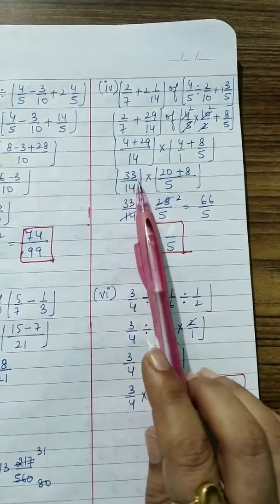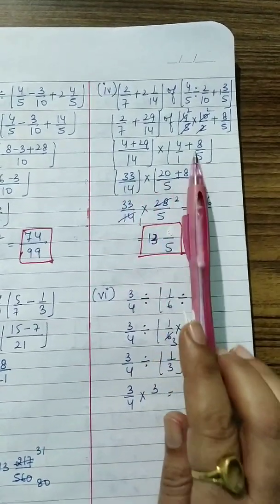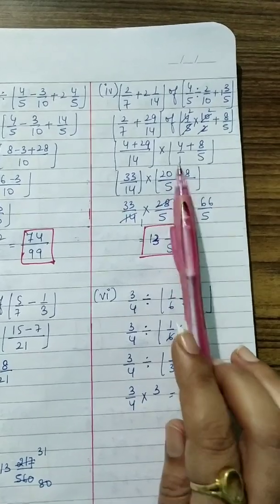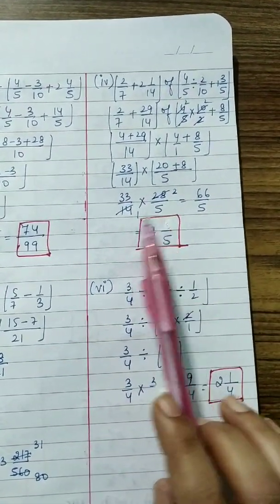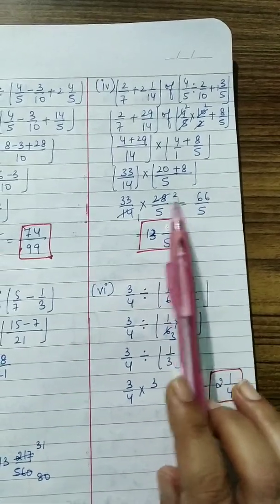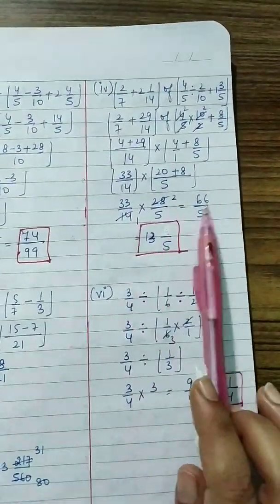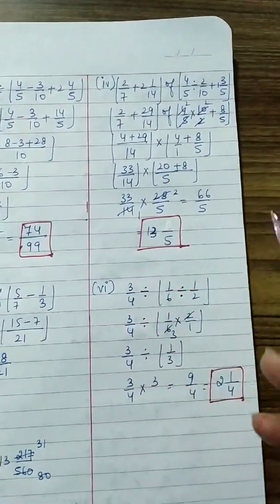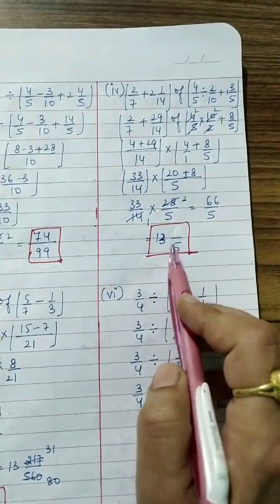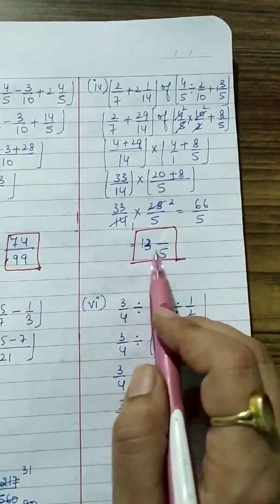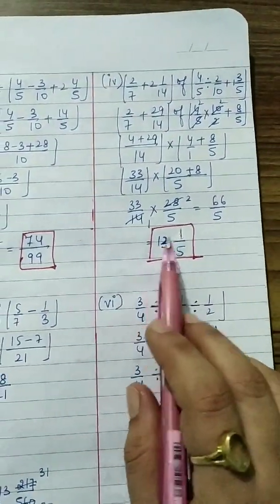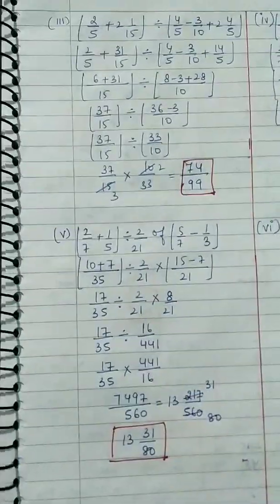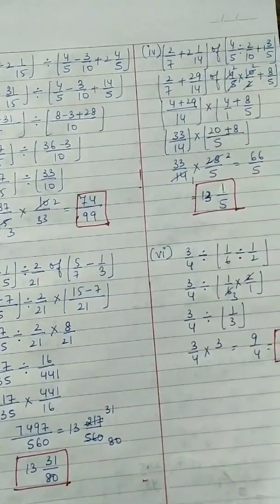So 33 by 14 into, take the LCM 5, 20 plus 8. 33 by 14 into 28 by 5. 14 ones are 14, 14 twos are 28. So 33 into 2 is 66 by 5. When you change this into a mixed fraction, it will be 13 5s are 65 and here 1 will come. 65 plus 1 is 66. Children, the fifth and sixth parts you can do easily.